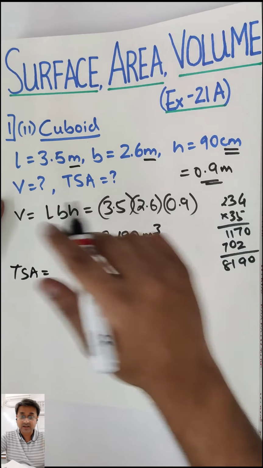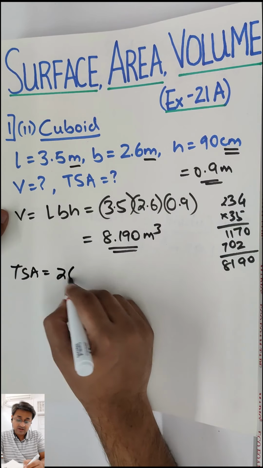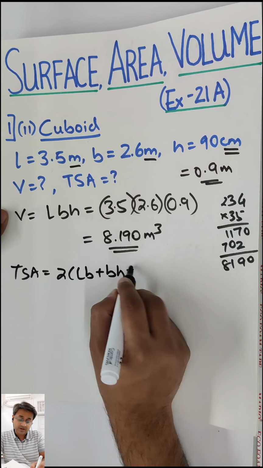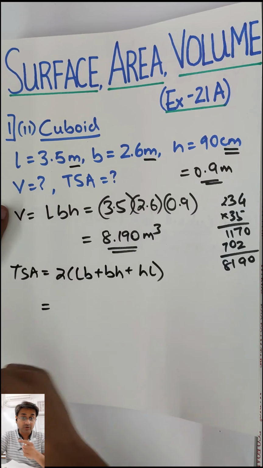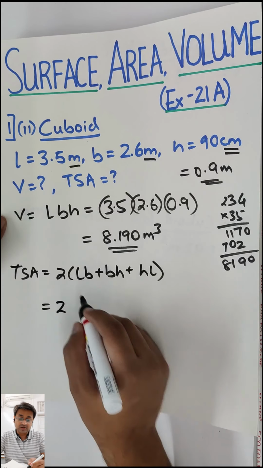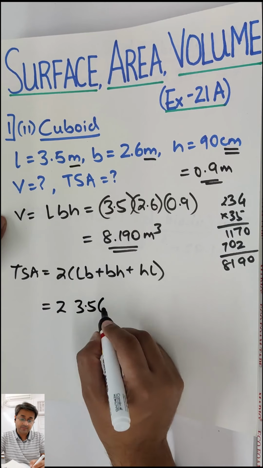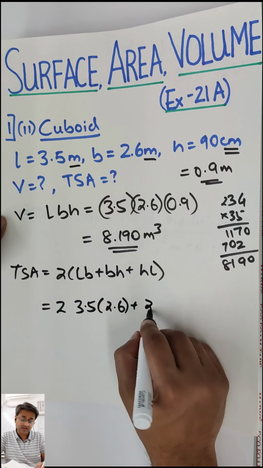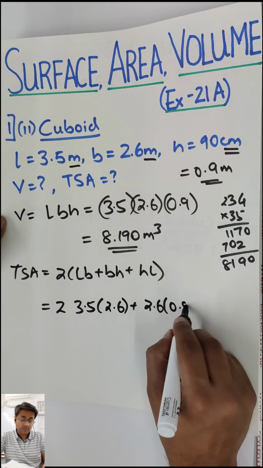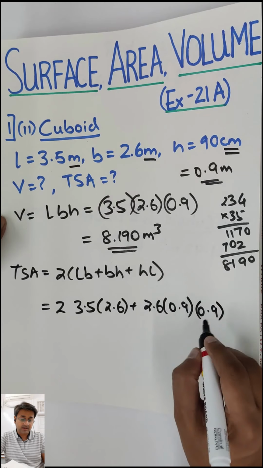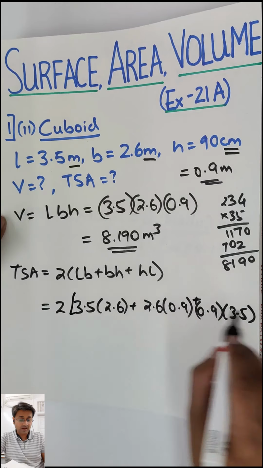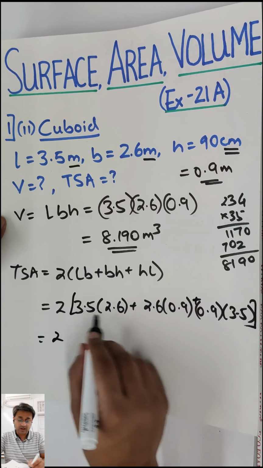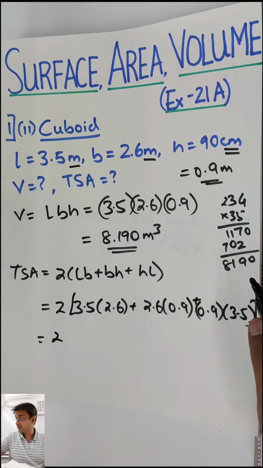Total surface area, anyone the formula? Correct. Twice (length times breadth plus breadth times height plus height times length). I hope you understood the derivation well in the video previously. So length is 3.5, breadth is 2.6, likewise 2.6, 0.9, 0.9 and 3.5. Here there will be a plus sign and brackets. So 2 times 3.5 into 2.6, we'll have to multiply.